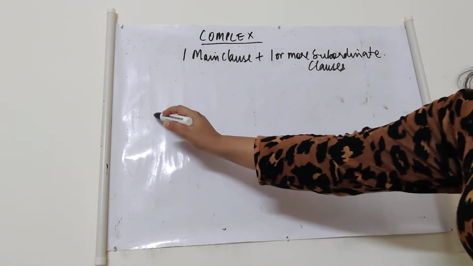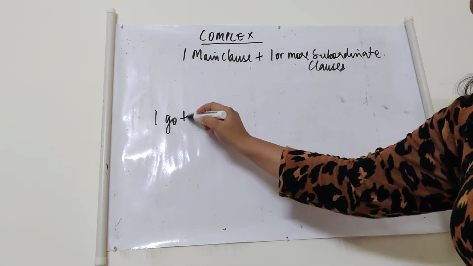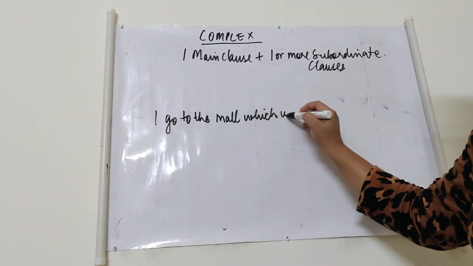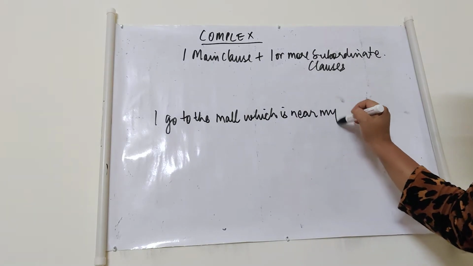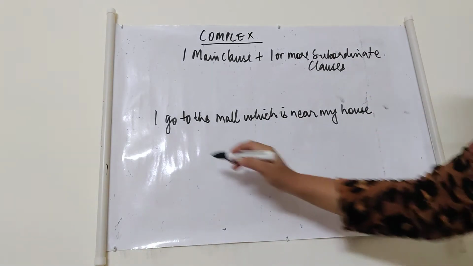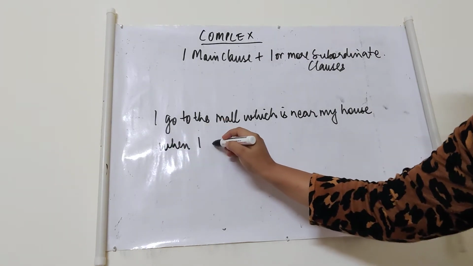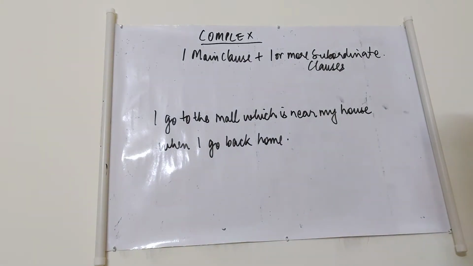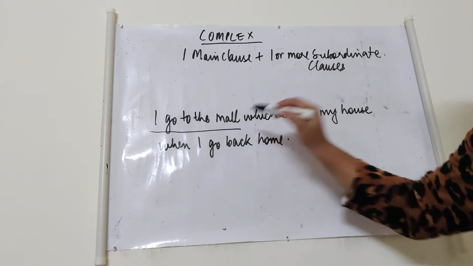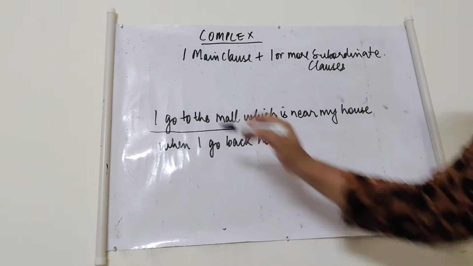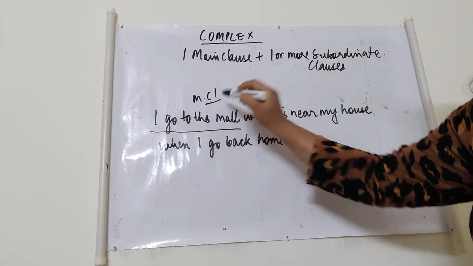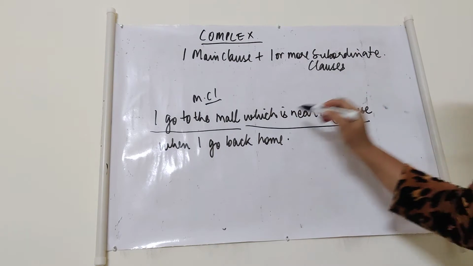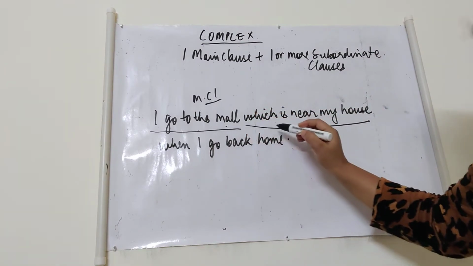For example, if I write here, I go to the mall, which is near my house, when I go back home. Now, if you see here, children, one, I go to the mall, this is making sense in itself. So, this is the main clause. Which is near my house. Now, this clause is describing the mall, so it's an adjective clause.